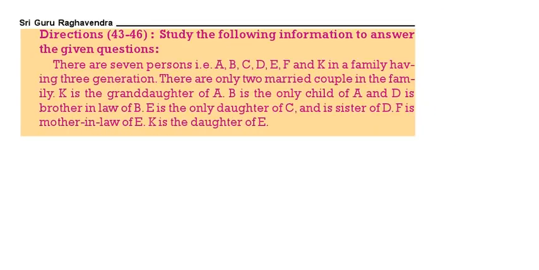43 to 46. Study the following information to answer the question. There are 7 persons A, B, C, D, E, F, K in a family having 3 generations. There are only 2 married couples in the family. K is the granddaughter of A. B is the only child of A and D is the brother-in-law of B.